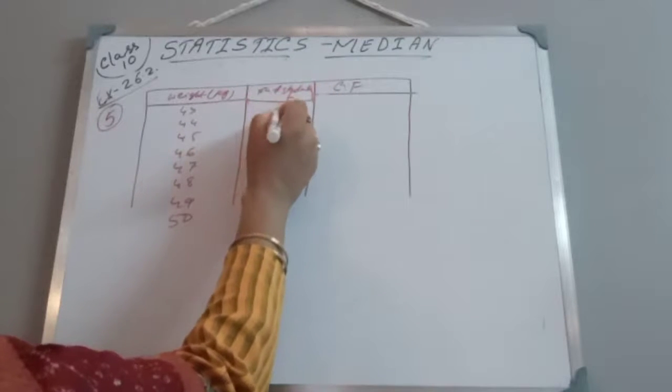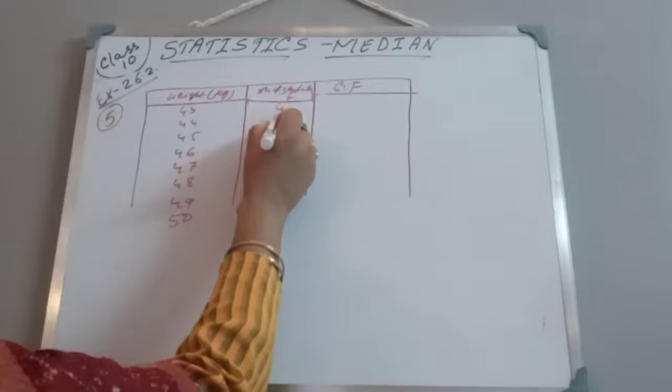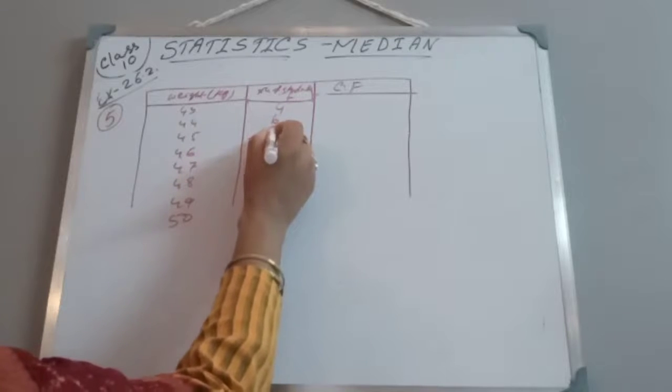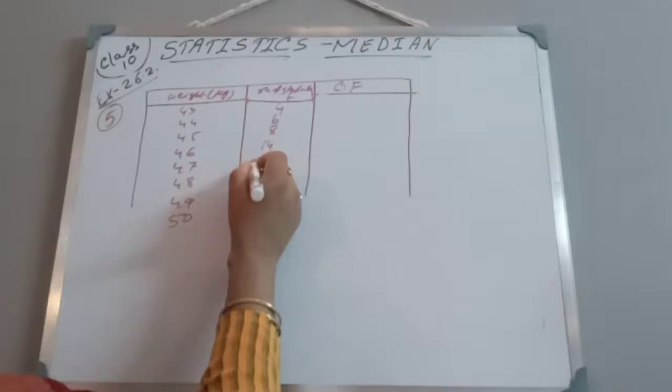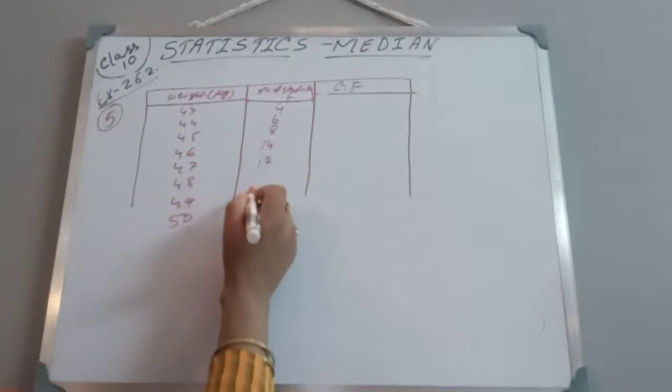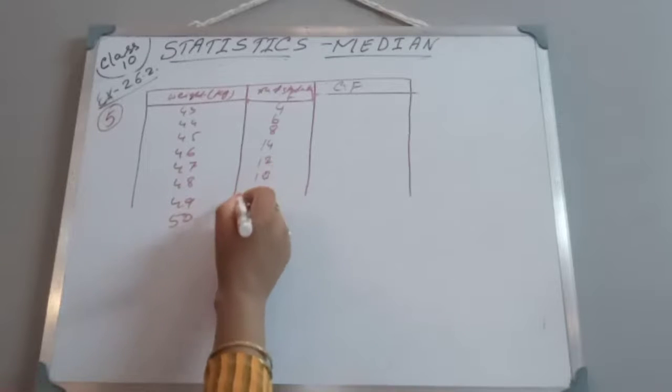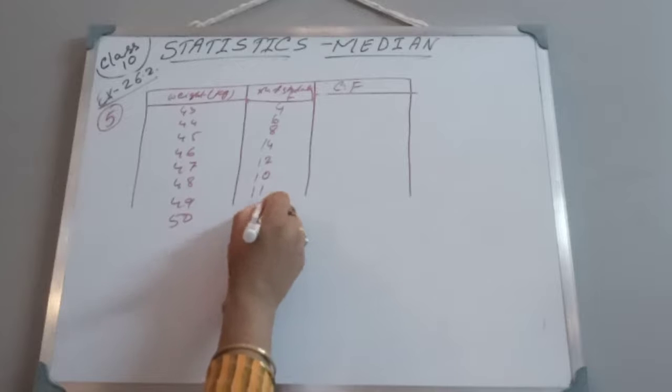Number of students, that means the frequency given here. Frequency is 4. Next is 6. Next 8. Next 14. Next 12. Next 10. For 49 the frequency is 11, and for 50 the frequency is 5.